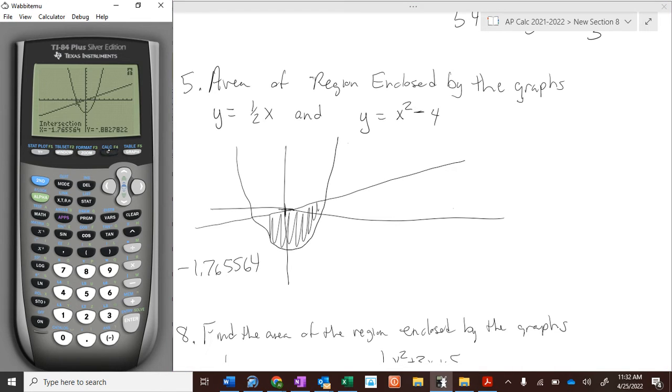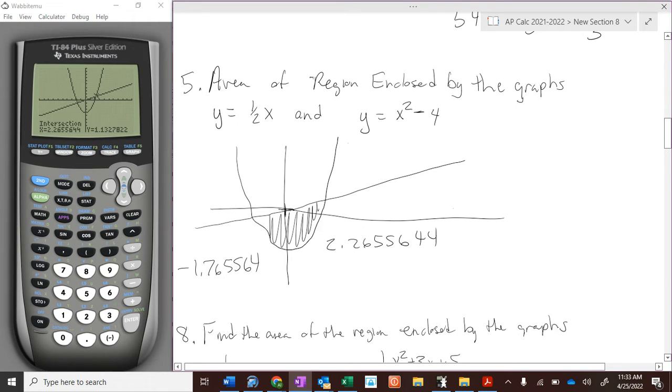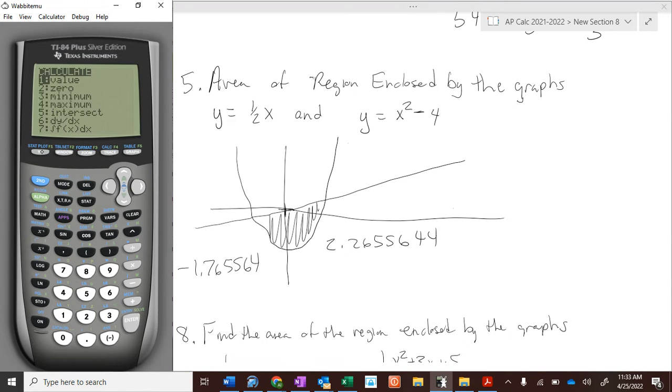Then you go second trace 5 intersect, and go to the right intersection, then enter, enter, enter. And it's 2.2655644. Okay? And then, what's my top curve? The 1/2 x or the x squared minus 4? 1/2 x. So that's what I need.